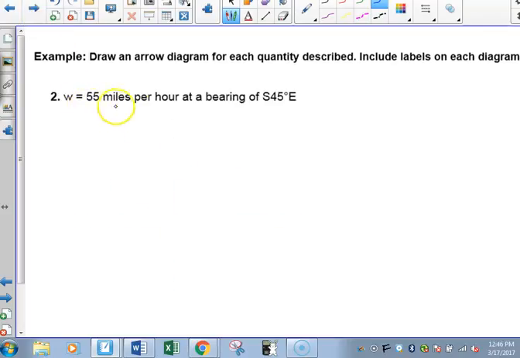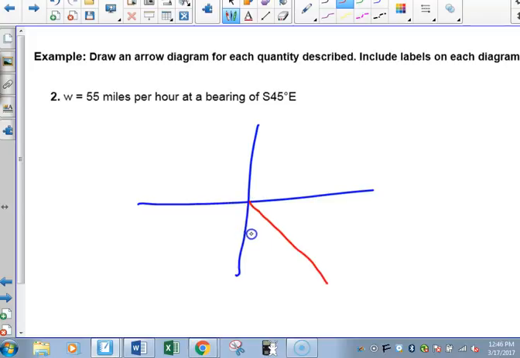This one says 55 miles an hour at a bearing of, what does this mean to do? Start at south, which my line is really crooked, and go 45 towards the east. So it would be 45 here or here because it's 45, but so this is the vector. You don't have to do anything special to indicate that it's the vector other than just make sure you're not putting arrows on a whole bunch of stuff so I can't tell which one's your vector. And then it should be labeled 55 miles per hour.